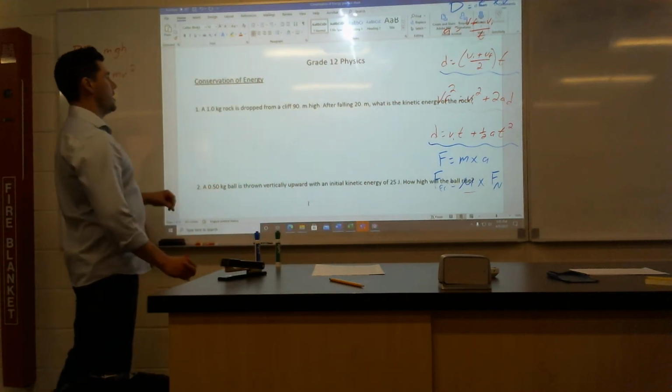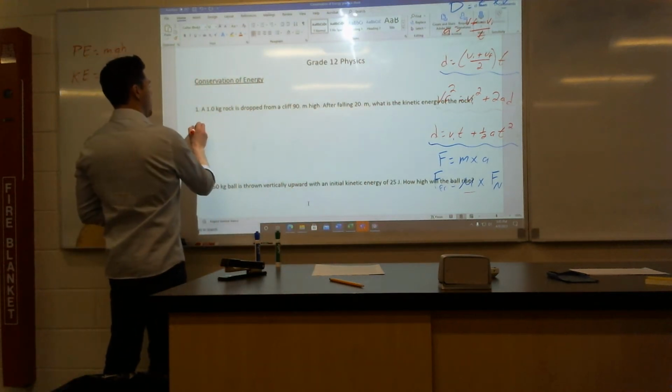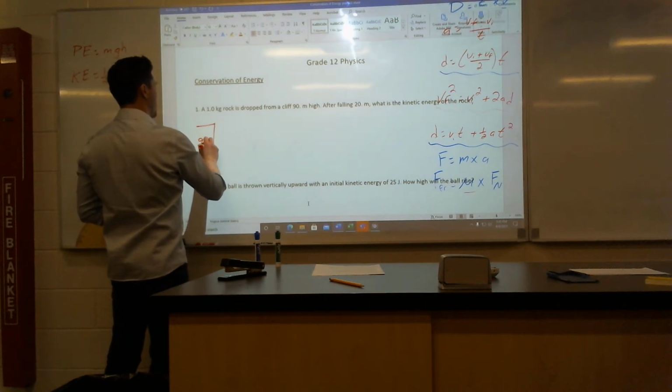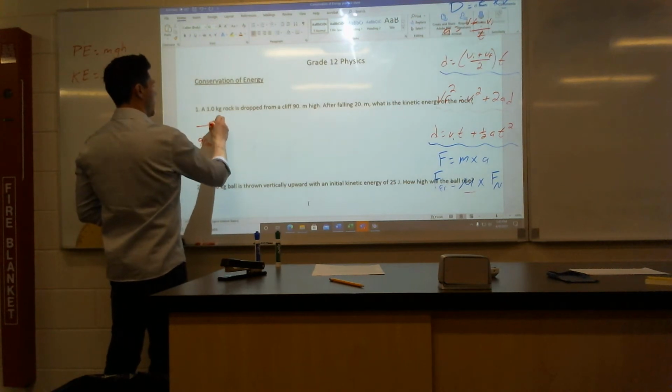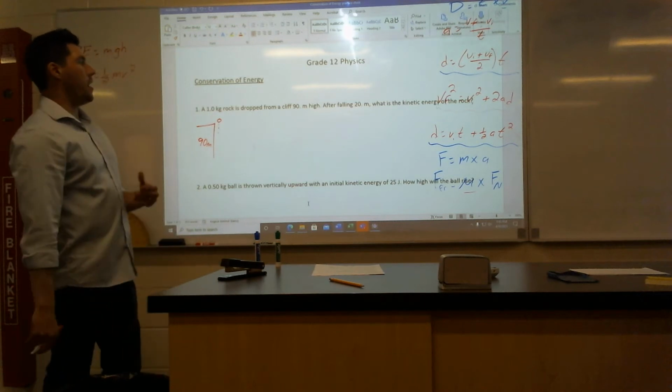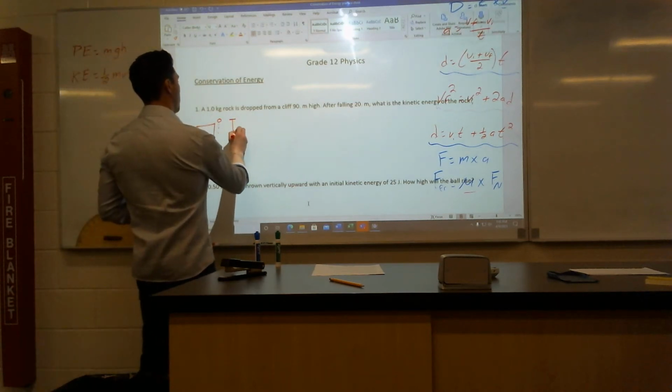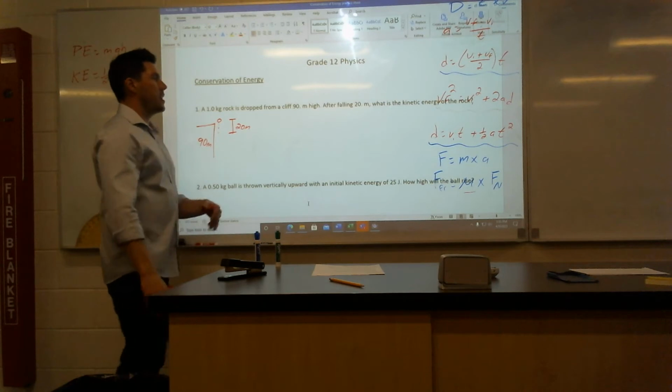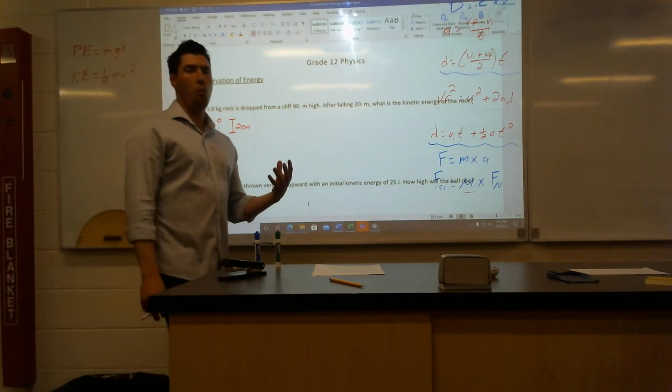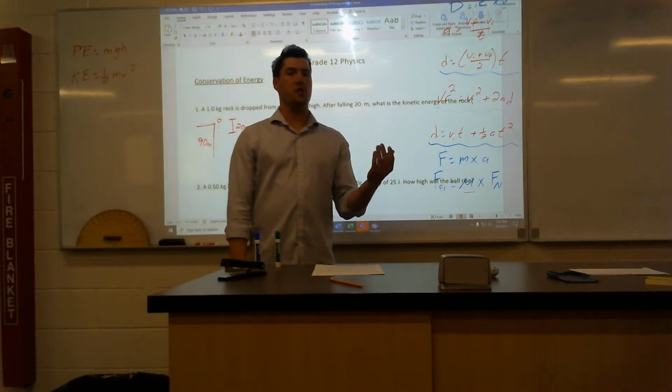It says a 1 kilogram rock is dropped from a cliff 90 meters high. It's a 90-meter cliff, little rocks right here, and it's going to drop. It says after 20 meters, what is the kinetic energy? Now there's not just one way to do this question. There's a couple of different ways that you could do it.